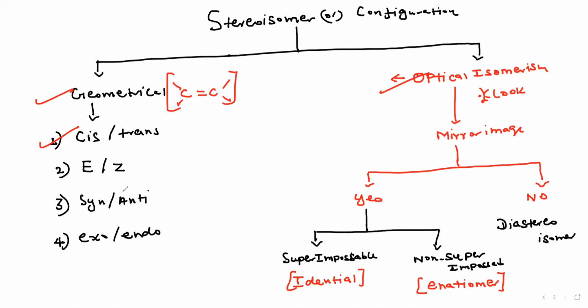What is the first classification? Cis and trans, and second E and Z. E is trans-like, Z is cis-like. Then syn and anti and exo-endo. And in optical isomerism, look at the molecules, whether both molecules are mirror images. Yes, we classify into two types. Compare the two molecules. If both are superimposable, we call them identical. Non-superimposable, enantiomer. If the molecules are not mirror images of each other, we call them diastereomers. Okay, this is a basic one.